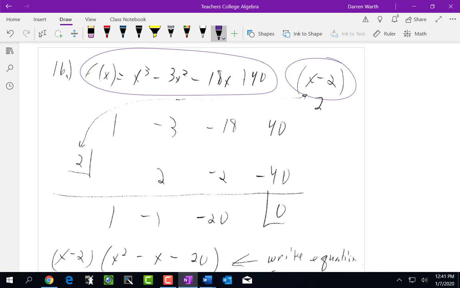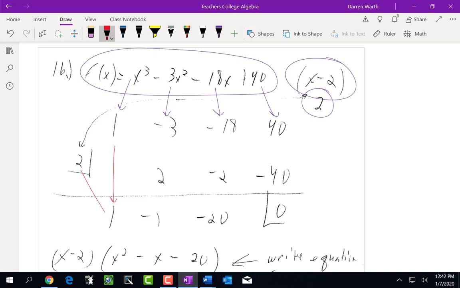So I write down all my coefficients. This coefficient is 1, this coefficient is negative 3, negative 18, and 40. Now I'm going to take this, find its answer, and put that in my box right here. So my first step, I'm going to bring down the 1.